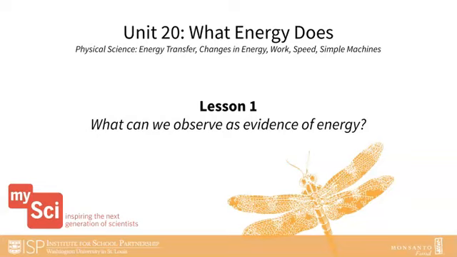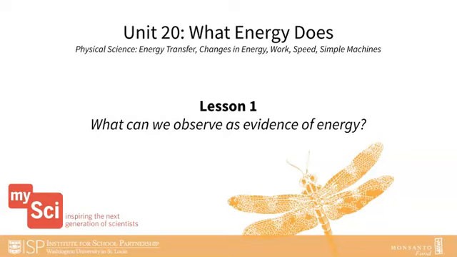Welcome to Lesson 1 in Unit 20, What Energy Does. In this lesson, students will answer the question, what can we observe as evidence of energy? In previous units, students have observed that objects can be moved by applying a force. They will consider that movement is one indication that energy is present in a system. They will figure out that energy can make things happen.